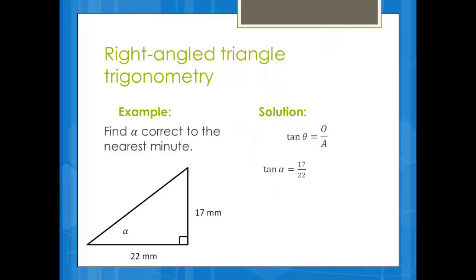To evaluate this expression, take the inverse tan of 17 on 22 by pressing Shift tan followed by the ratio 17 on 22 in a Casio, or second function tan, then 17 on 22 for a Sharp. We find that the value of alpha is 37 degrees, 41 minutes and 39.27 seconds. To the nearest minute, this is 37 degrees and 42 minutes.